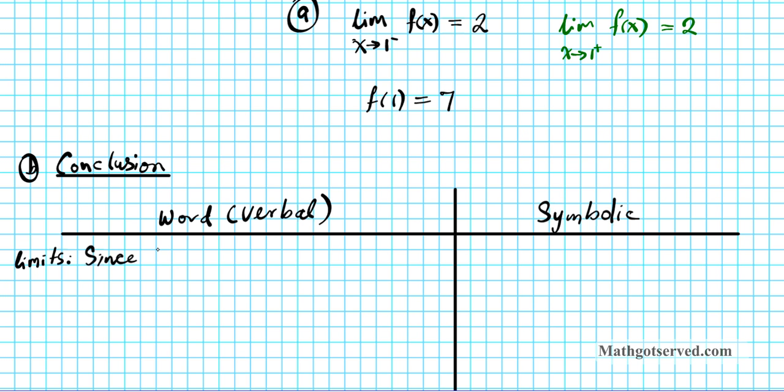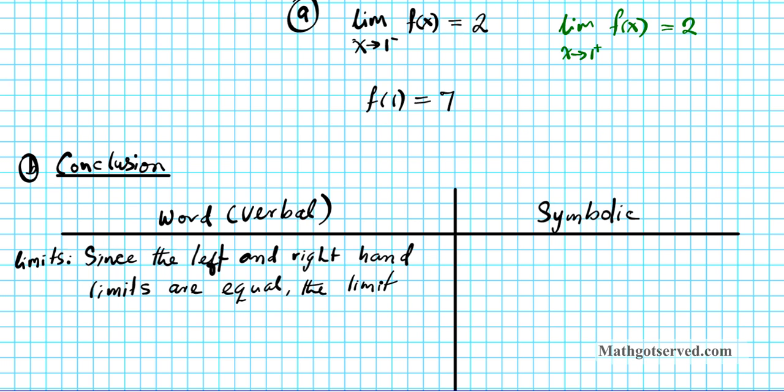Since the left and right hand limits are equal, what does that tell us? That tells us that the limit as x approaches 1 exists. And what on earth is it? It is the value that they both equal, which is 2.